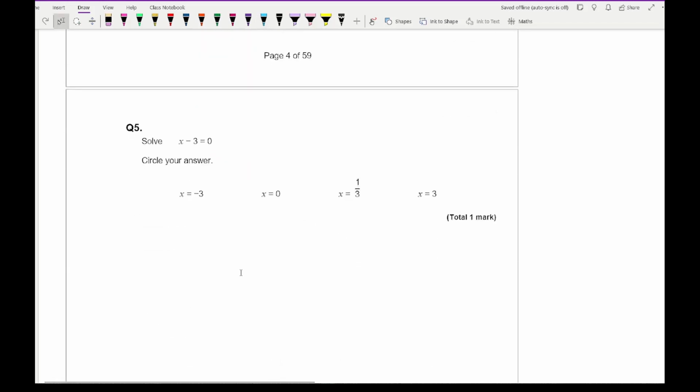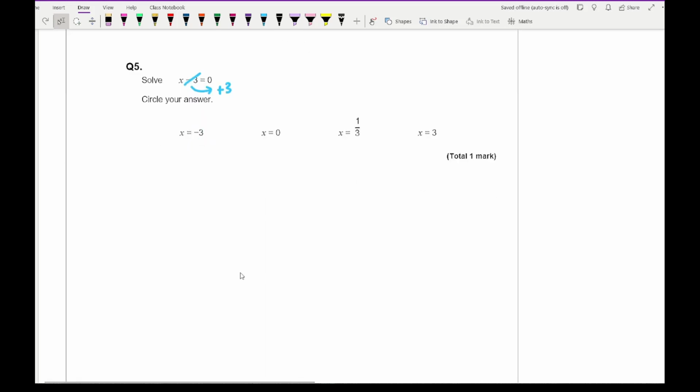Then for question 5, it says solve x minus 3 equals 0. Again, we want to make x equals, so here we need to get rid of the -3. I do that by adding 3, and 0 plus 3 is 3. So x equals 3, which is our fourth option.